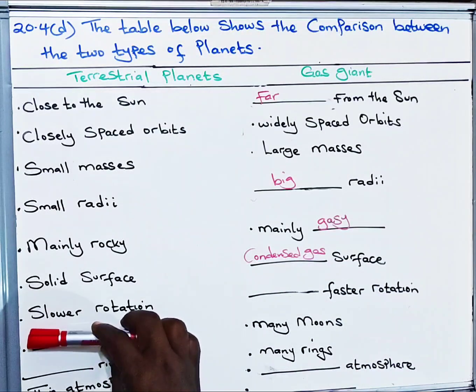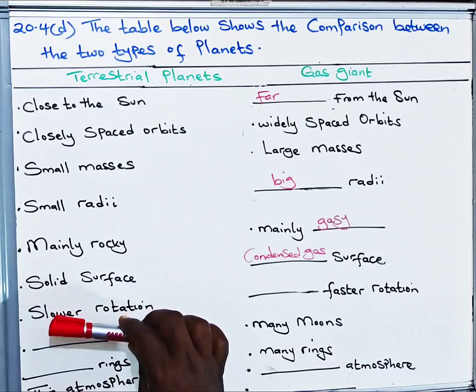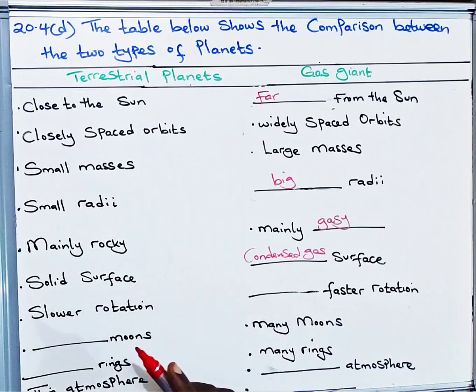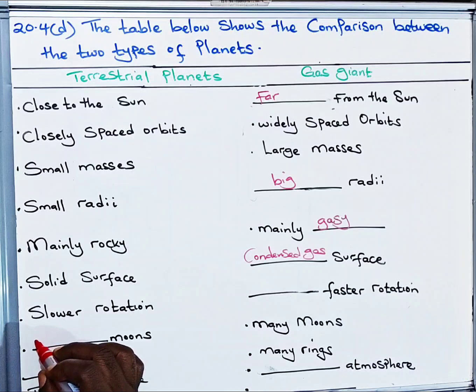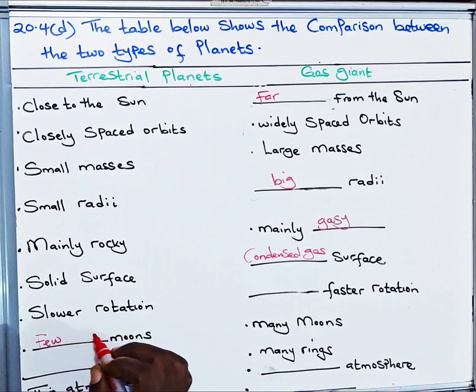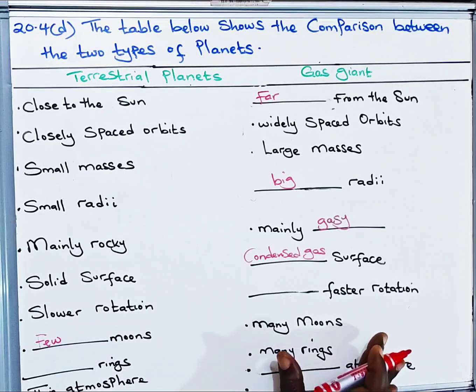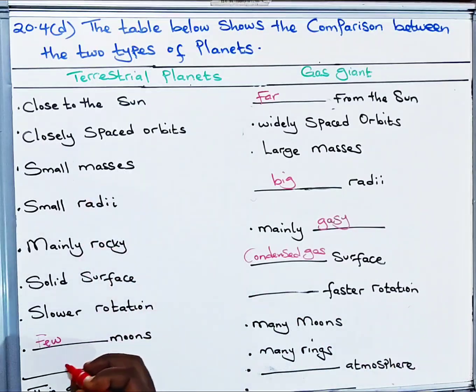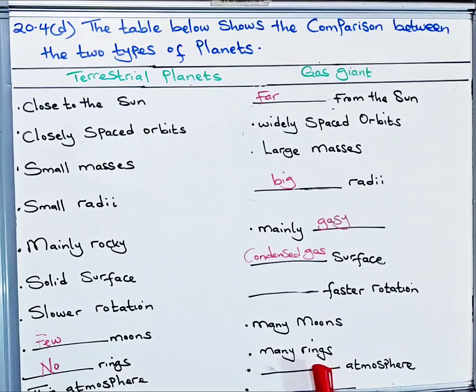Here we come to this one. The rotation is slower for terrestrial, while here it is faster rotation. Here we have few or no moons, while this side you have many moons. Here we have no rings. There is no terrestrial planet which has rings, while this side has many rings.